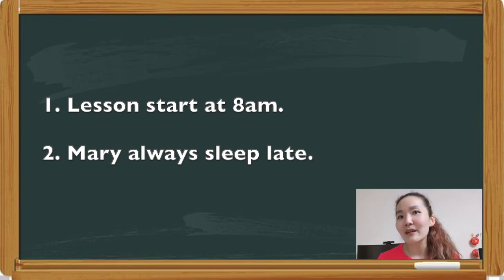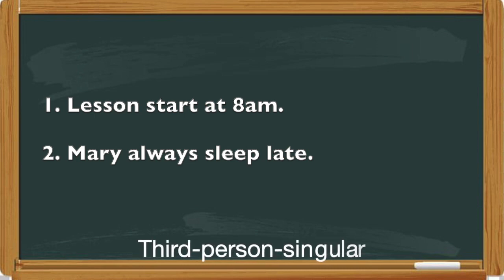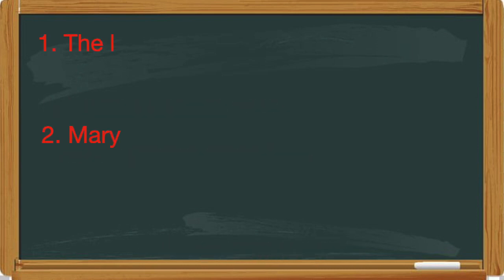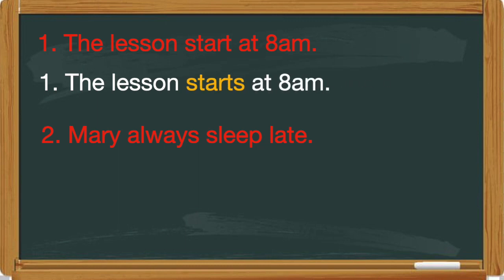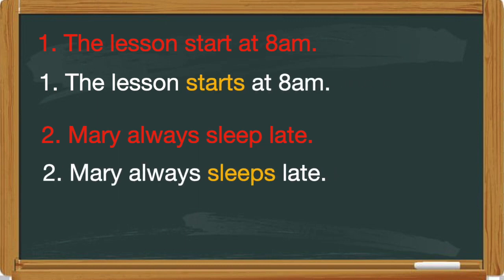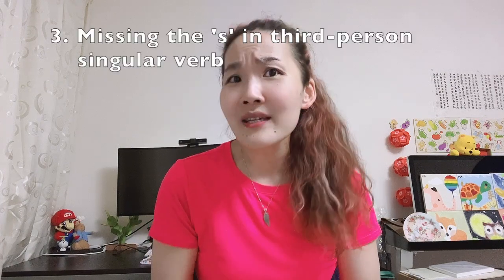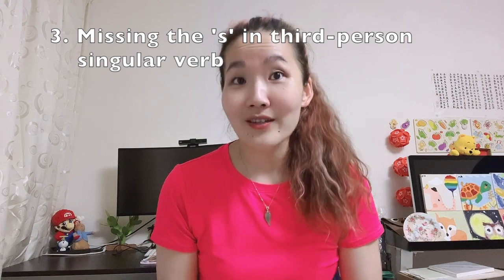In English, when the subject is singular, like lesson and Mary, or pronouns like he, she, it, we need to use a singular verb plus s to form what we call a third-person singular verb. So here, it should be, lesson starts at 8 a.m. We use present tense to talk about schedule. Number 2, Mary always sleeps late. Again, present tense to talk about general truth. So the grammatical mistake here is missing the S in a third-person singular verb.